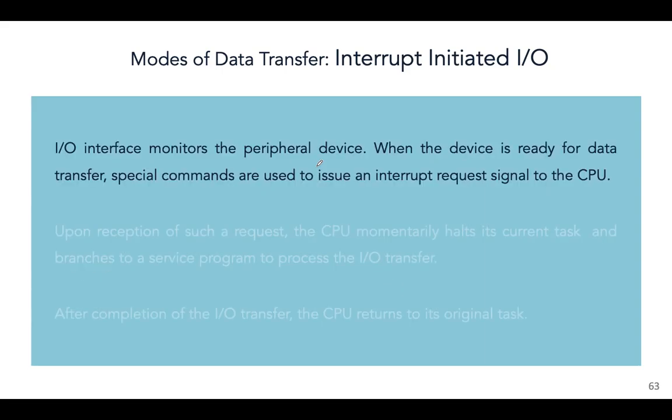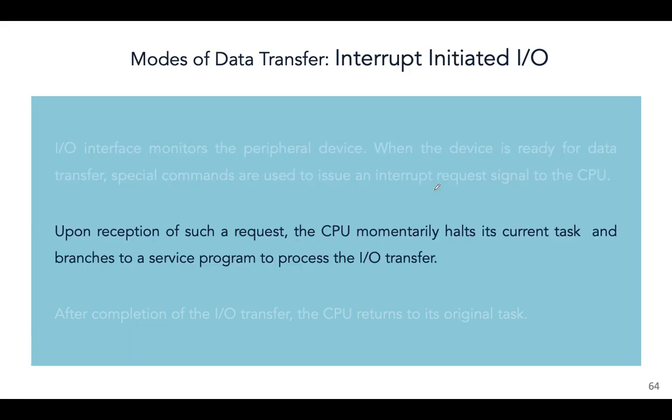In interrupt initiated IO, the IO interface monitors the peripheral device. Each interface will monitor the device to which it is connected. When that device is ready for data transfer, special commands are used to issue an interrupt request signal to the CPU. So the CPU will go about its normal operation like it does, and the IO interface will keep an eye on the peripheral device to which it is attached. When that device is ready for some kind of data transfer, the input-output interface will interrupt the CPU.